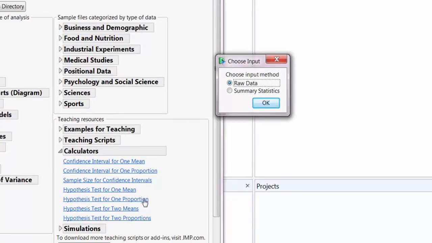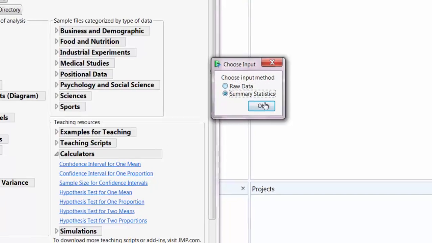And again, we have to choose between raw data or summary statistics. So you use raw data when you have a data file that has one row for every individual surveyed. So in this case it would be yes, you believe in global warming, or no, you don't. But we didn't have that. We just had a summary of how many did say yes in our sample. So we choose summary statistics.